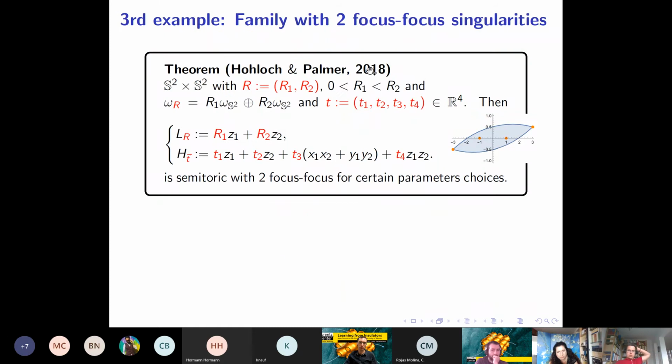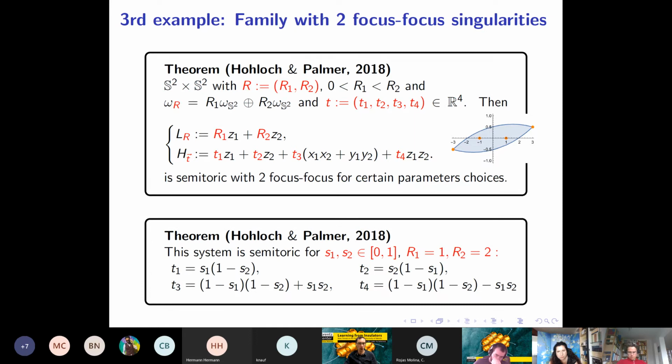And this was done then in 2018, where together with Joseph Palmer, we managed to come up with a system that has, for certain parameter values here, two focus points. And here, it was the first attempt. We were messing around with 4 parameters, but you can clean it up a little bit and enter these 2 parameters as s1 and s2. And if we now look at the image of the momentum map, so at polytopes, it looks like that.